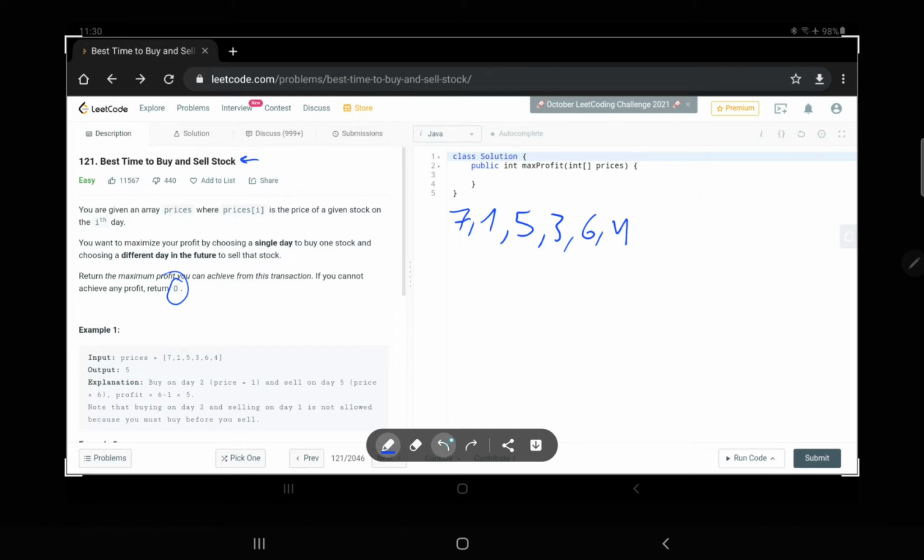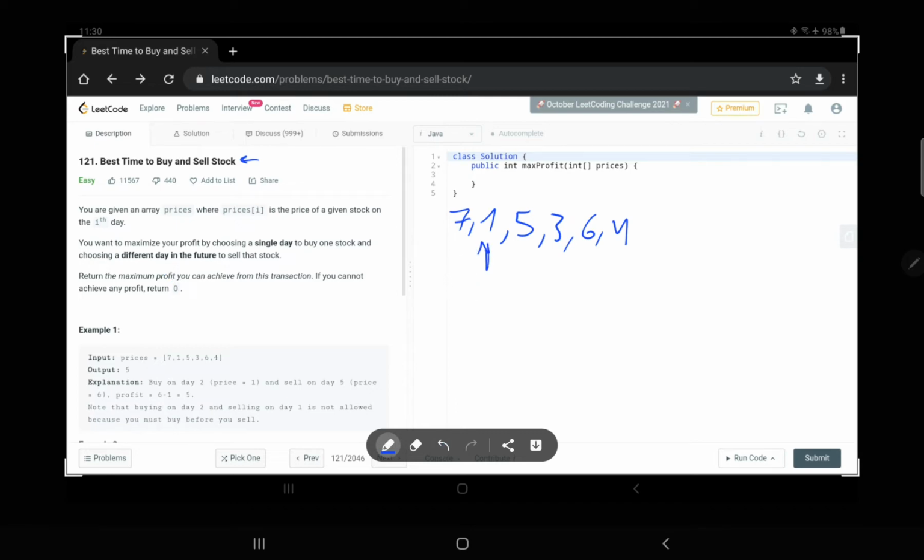So let's begin to think how we would solve this. Let's do what a regular human being would do. We look at the first number. We see 7. Next, we need to find a number which is larger than it. We go through all these, and no number is larger than it. No positive max profit. So we now continue to the next day.